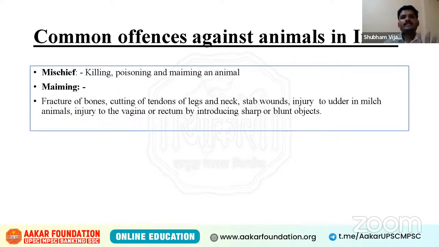In maiming, the animal is made productively and reproductively ill. That is called maiming. It's not the exact definition, but its meaning is like that. How can this be done? Fractures can be caused, tendons cut, stab wounds produced, injury to the udder so that mastitis will occur, and injury to the vagina or rectum so that the animal won't conceive.